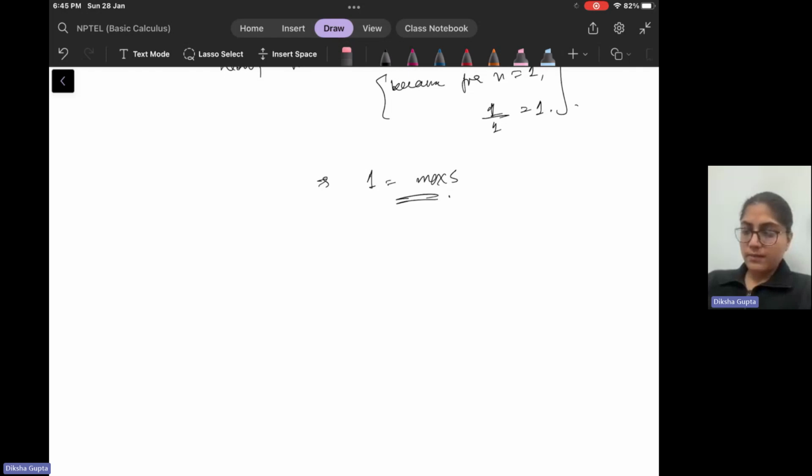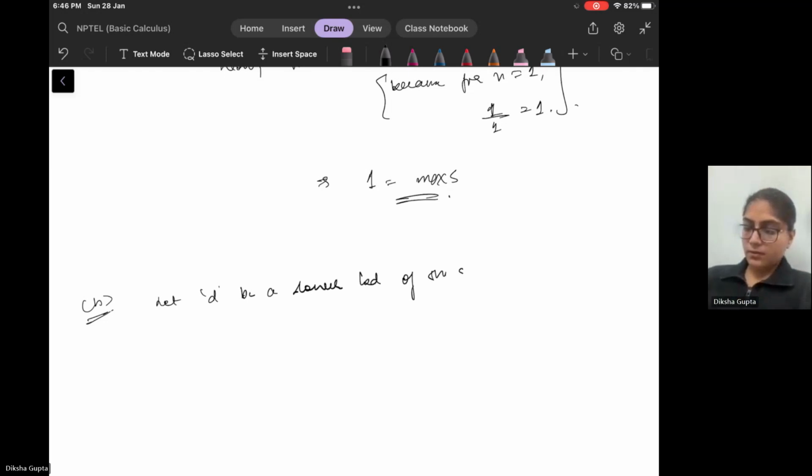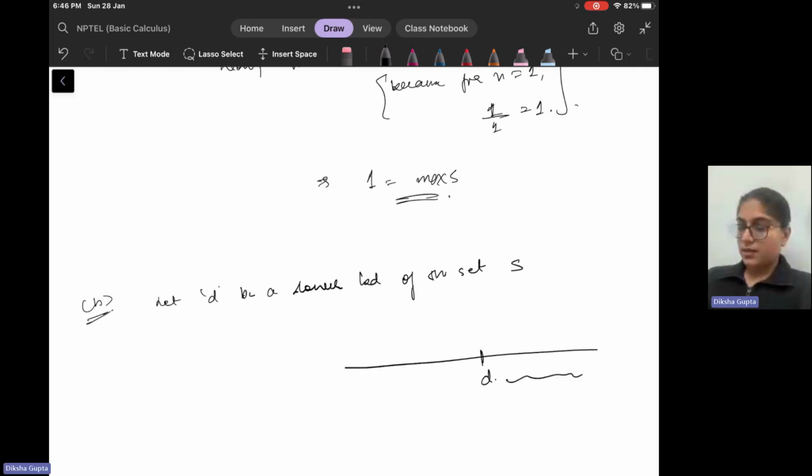Now part B is what I actually wanted to do, because it is again an application of the Archimedean property. So you have to show that any lower bound of the set is either 0 or negative. So let D be a lower bound. Meaning this is D, this is the lower bound, so all the elements of the set belong here. Now D is a lower bound, so any number less than D is also a lower bound.